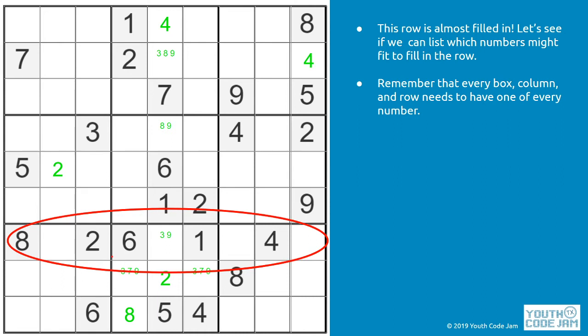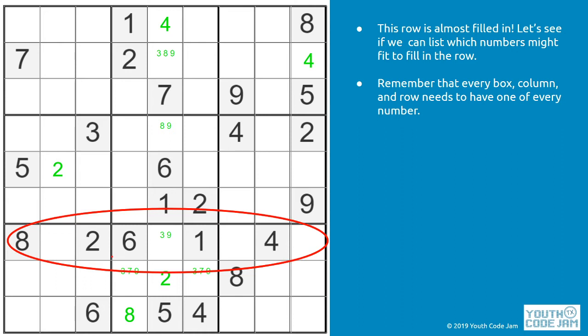Now let's look at this column. The column's almost filled in. So let's see if we can list with the little numbers which numbers might fit into this column. I don't see a big 1 yet. So let's go through. This square could be a 1. This square can't because there's already a 1 in this row. This square could be a 1, and this square could be a 1. So let's add those in.